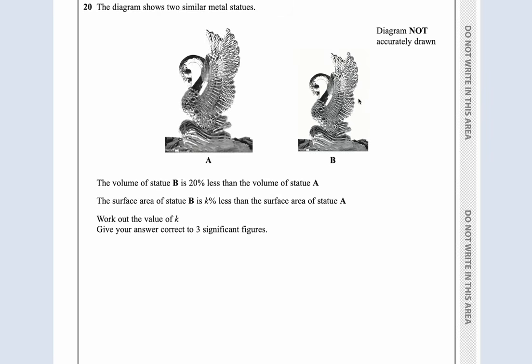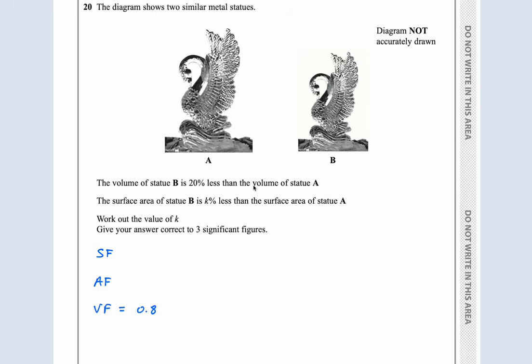Okay. Always tricky questions, these ones, guys. They seem to be making them harder and harder. But I like to start with this: scale factor, area factor, and volume factor. Now, we know that the volume of B is 20% less than the volume of A. That means to get the volume of B, we multiply by 0.8. So the volume factor is 0.8.